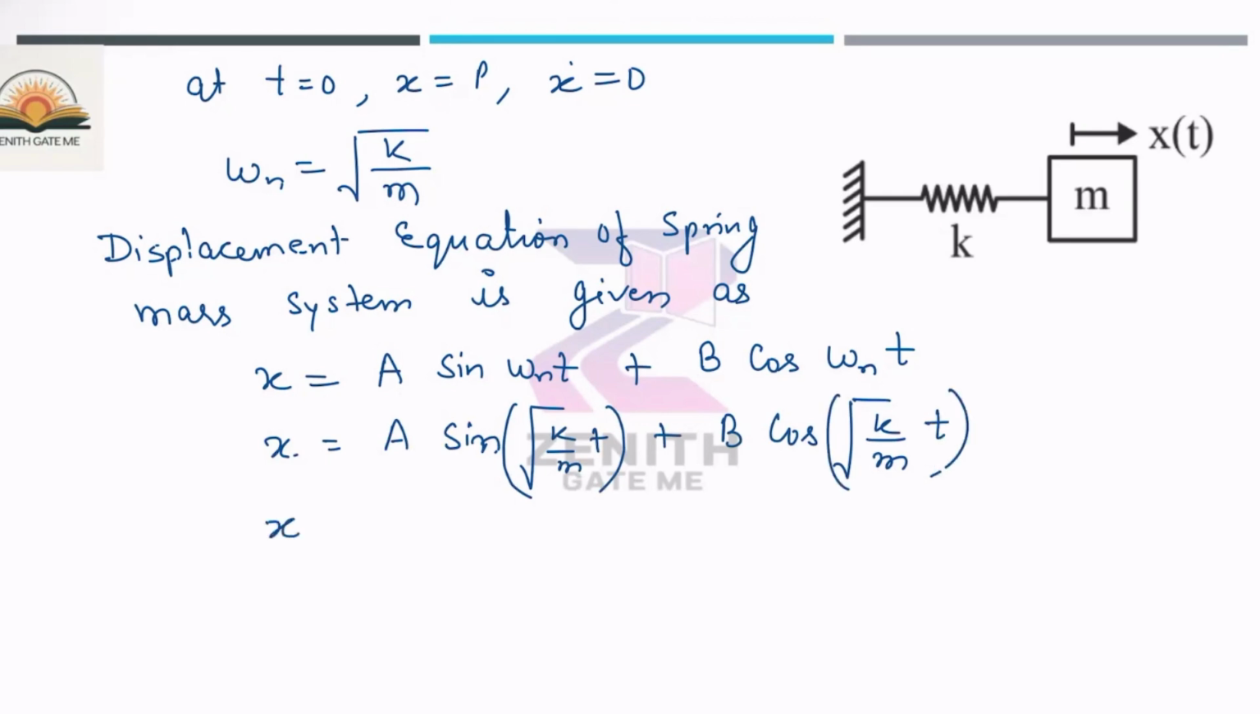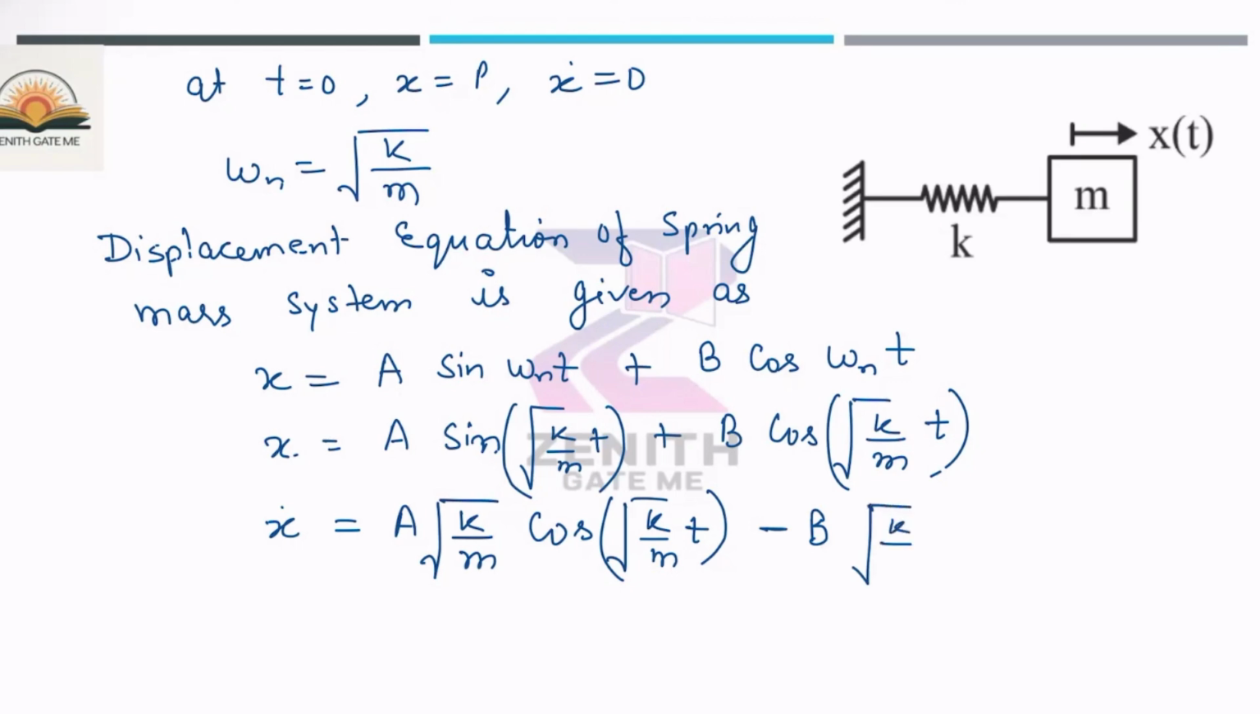Now, if you differentiate, then it will become x dot equals a root of k by m. Sine differentiation is cos, plus b. Cos differentiation is minus sine. So that means this will become minus root of k by m sine root of k by m into t.